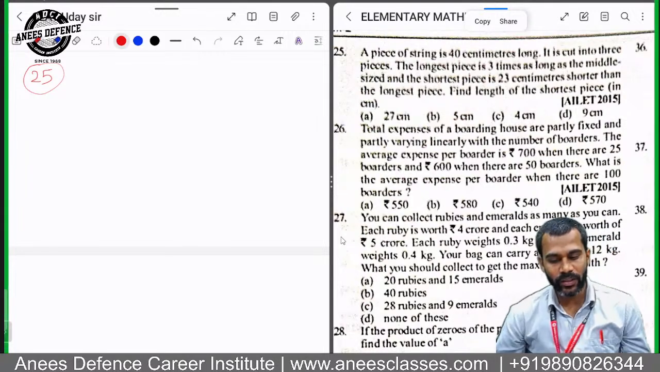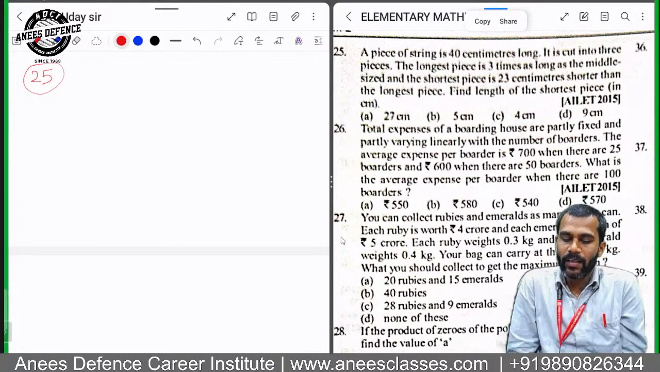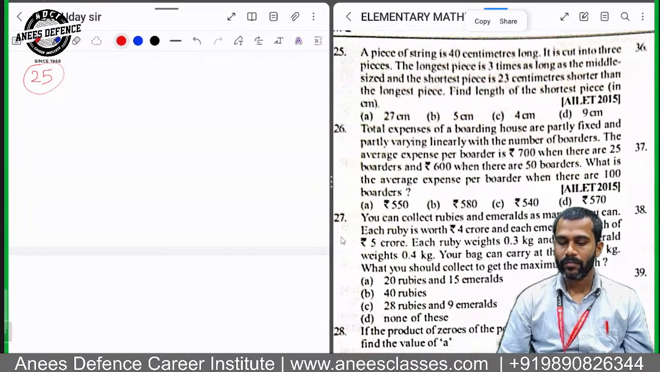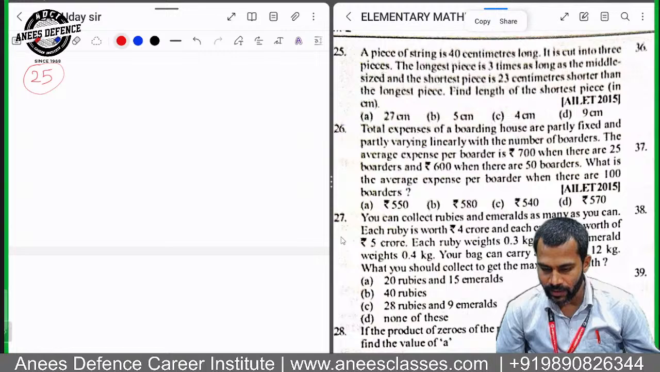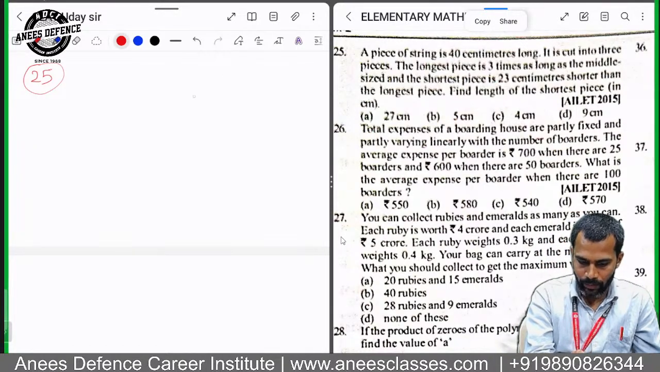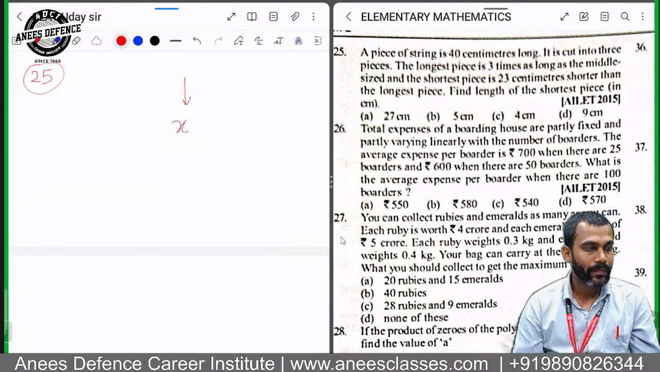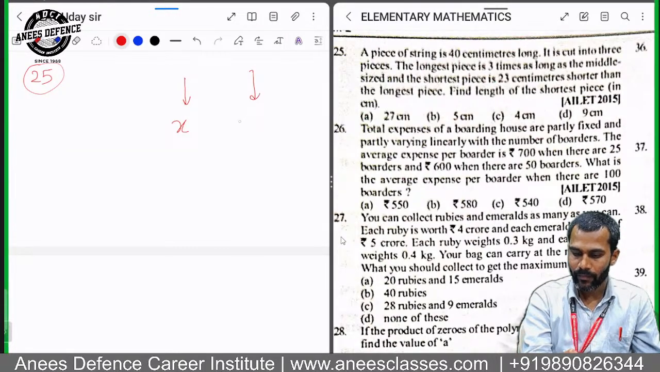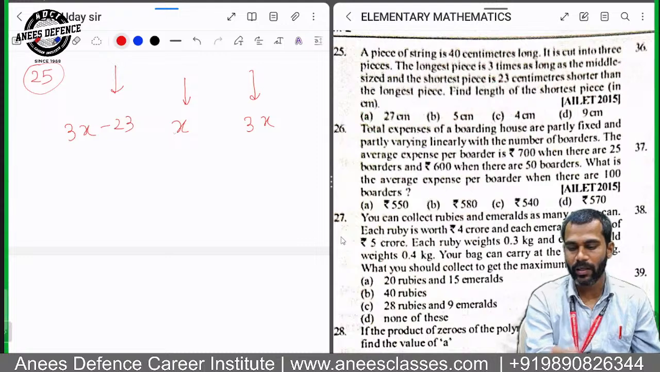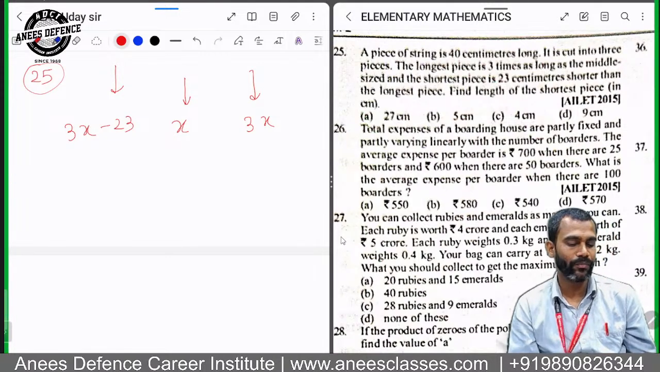So the total length is 40 centimeters. Yes or no? It is cut into 3 pieces. The longest is 3 times as long as the middle-sized one, and the shortest piece is 23 centimeters shorter than the longest piece. See, very easy. Suppose the middle one is x. So the longest would be 3x, and the shortest would be 3x minus 23. Simple. Add all of them and equate to 40. So you'll get the value of x. Very easy.